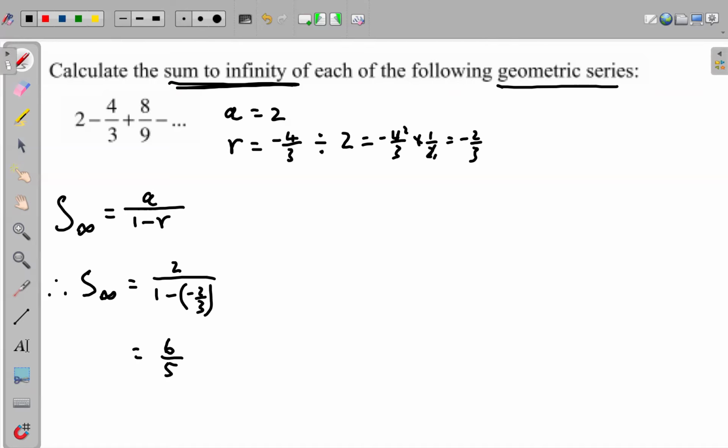So in other words, it doesn't matter how many terms you're going to add, you're going to realize that those sums can't seem to go beyond that 6 over 5. That is what we have here.